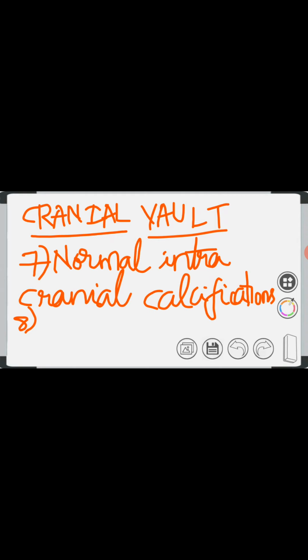Then the next feature is auricle. The curved margin of the auricle is seen above the petrous temporal in this view. And finally the frontal sinus.